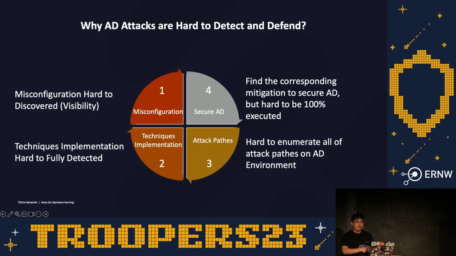Then, it is also hard to enumerate all attack paths in your AD environment. Even if we use BloodHound, in a huge environment there are too many attack paths. It is hard to enumerate all of them, and hard to prioritize which attack path or which attack vector you should take action on first.